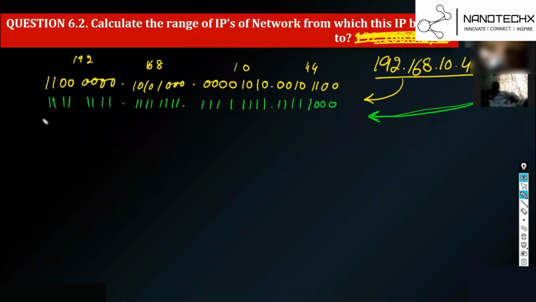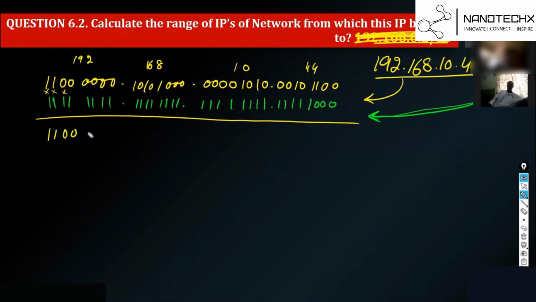Then we calculate our first IP address. Let's do it from the left side. 1 multiplied by 1, 1 multiplied by 1. So this one is of course going to give us the same number again, 11000000 dot. Also here we get the same 10101000, because I am just multiplying them. And then 10 is also going to be the same, 00001010 dot.